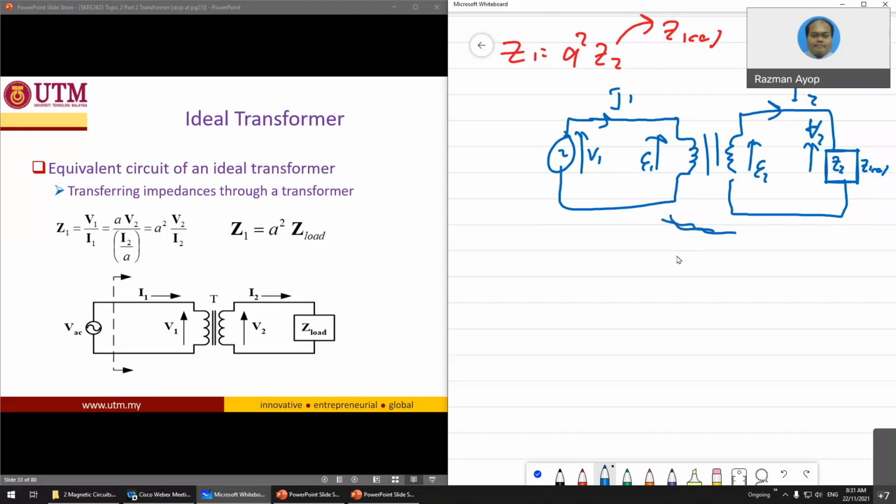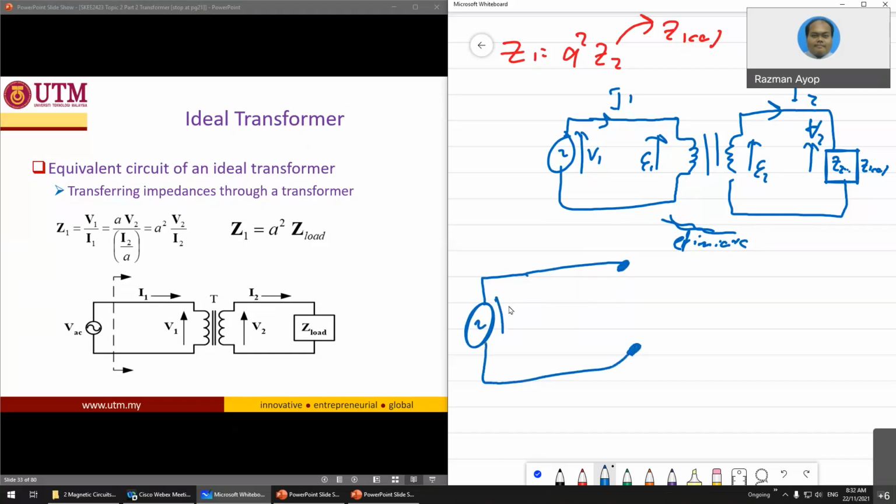So we want to eliminate this, because you want easier calculation. You want to make it as easy as possible. So how to do this? Basically, when you want to eliminate this, you have to transfer the impedance Z2 or Z load into the primary side. So if you look here, this is the point.